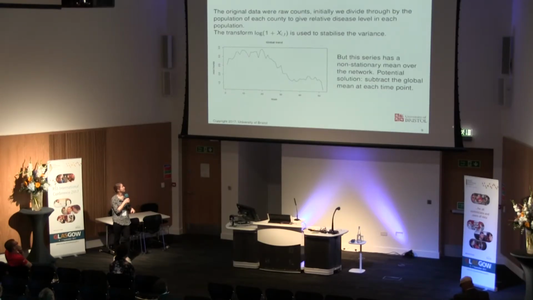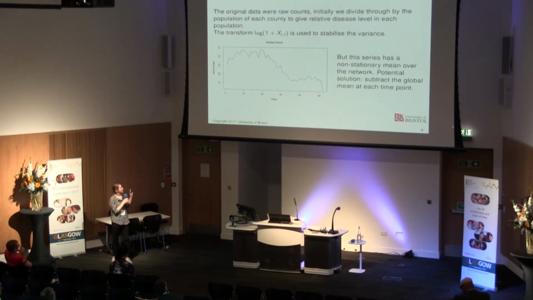And we'll look back at the data set. So this data was count data, and what we first did was normalize it in terms of the population at each county, so as to give a value relative to the population level. And then previous work showed that using the log transform really helped on this data to stabilize the variance over time. So that was applied next.